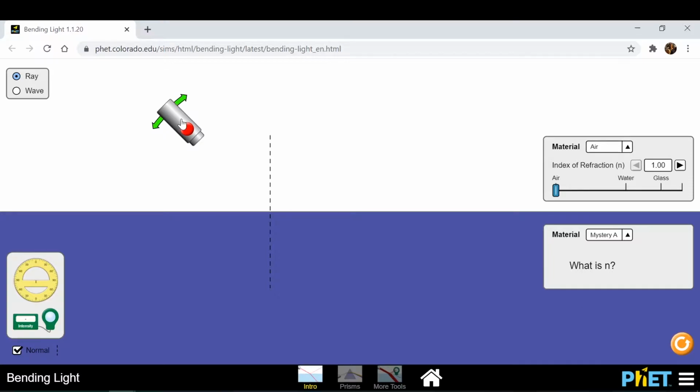Now this is the laser over here. You want to click the little button to turn it on. So click once, and now we see the red laser beam. So this one here is our incident beam. This one down here is the refracted beam. And the simulation also shows the reflected beam over here. We won't be needing that for anything, so just don't worry about that one. You want to leave the laser as a ray and not as a wave.